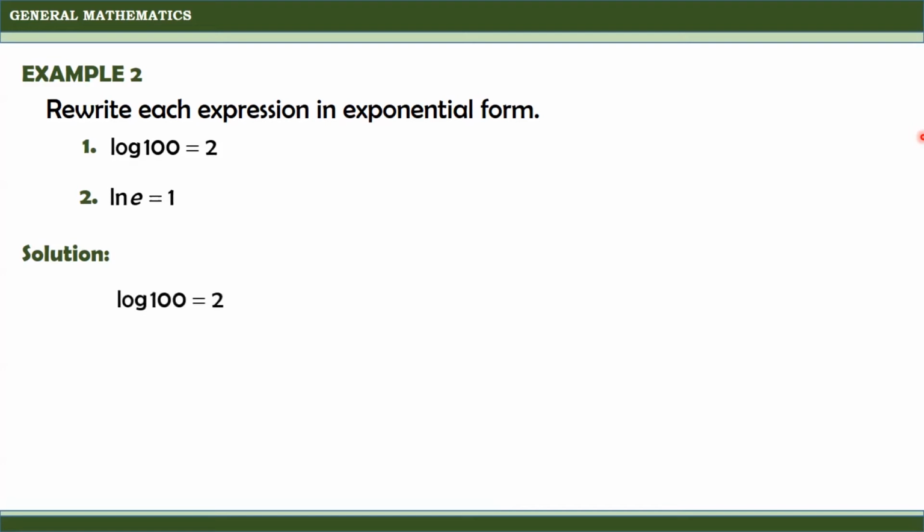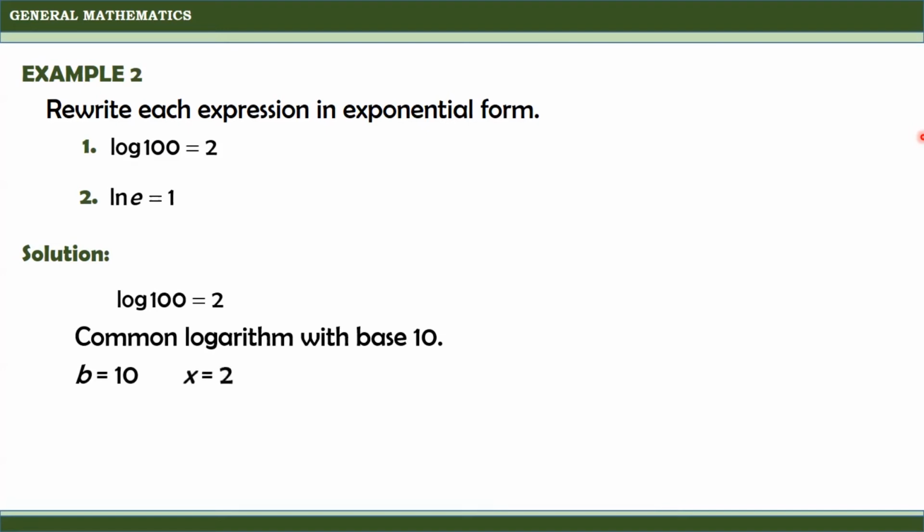For the first given, notice that since we do not have a base here, it means that this is a common logarithm with base 10. Meaning, b or our base is equal to 10. Also, we have x equals 2 and y equals 100. Recall that the exponential form is given by b raised to x is equal to y. Substituting b, x, and y to this exponential form, we will have 10 raised to 2 equals 100.